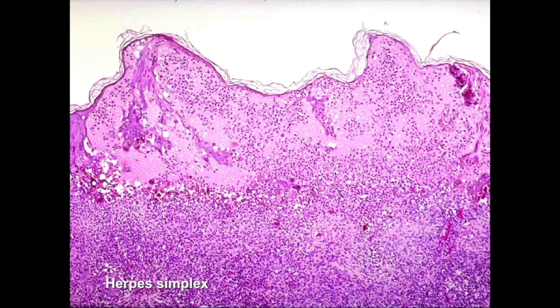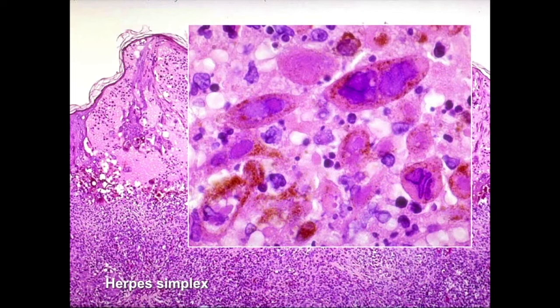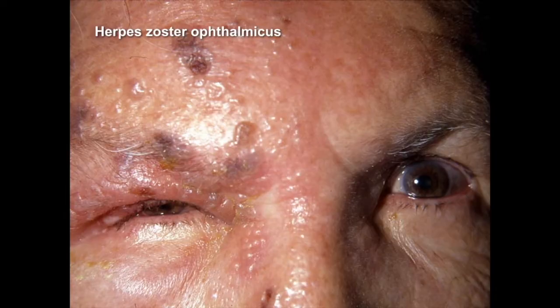Here's a rare specimen. This is a herpes simplex vesicle, one of the residents removed a few years ago. Under higher magnification, we see giant cells with the viral inclusions. There's another, herpes zoster, another important viral disease that can affect the eye, cause uveitis and major problems.